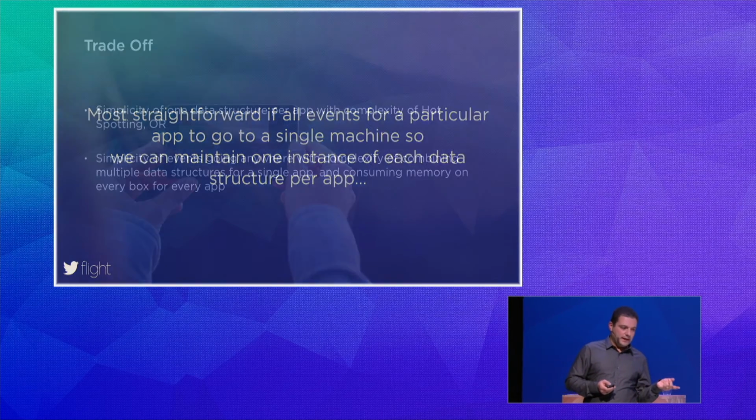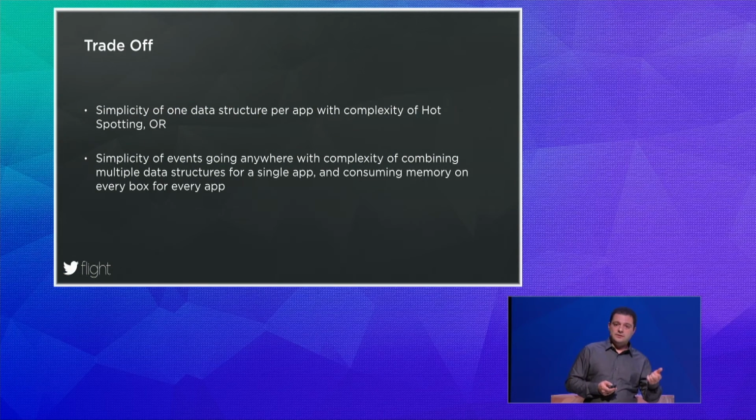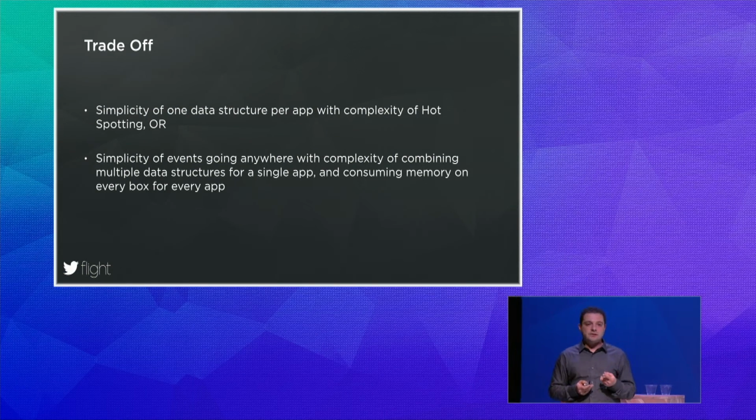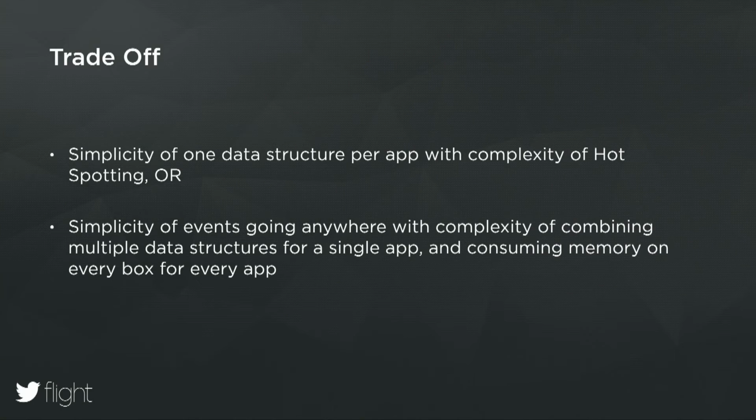The problem there is that if we want to enforce this constraint of having a single data structure for each application, we can no longer spread our events across the cluster in an arbitrary manner, as was one of our criteria for the ideal linear scaling scenario. We have to ensure that every event for a particular application goes to the same machine, because that's the machine that's going to be holding these probabilistic data structures for that application.